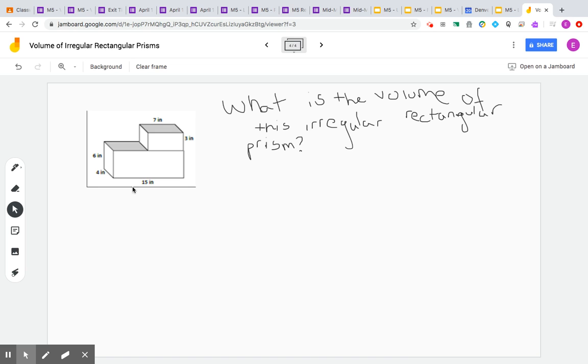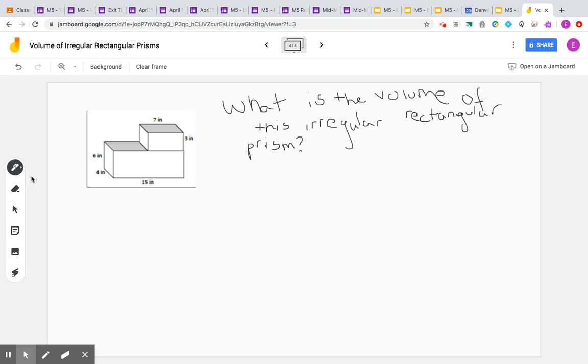So let's take a look at this shape right here. In your last instructional video, it was called composite, meaning that it's made up of two or more things. We refer to this shape as an irregular rectangular prism, and it's irregular because it's made of two different regular rectangular prisms. So our goal is to find that volume.